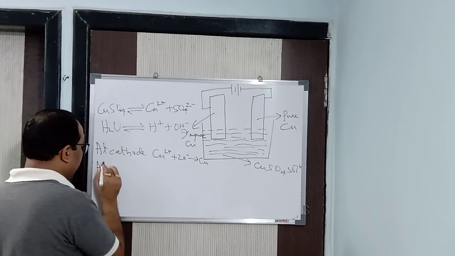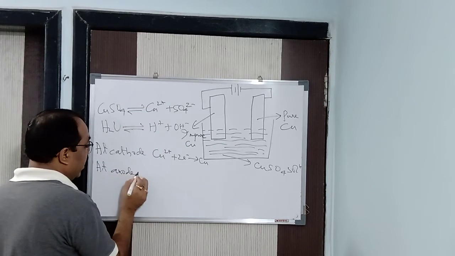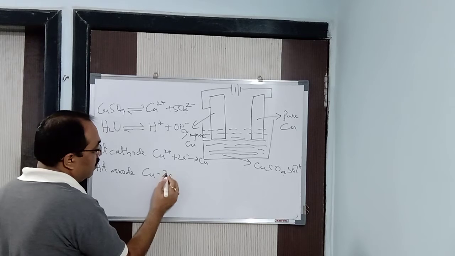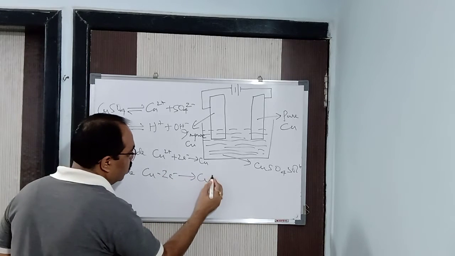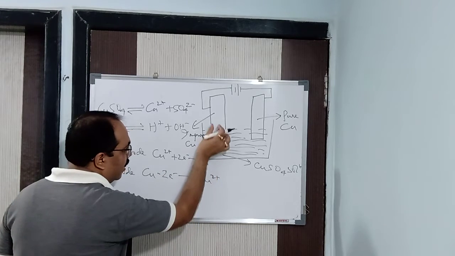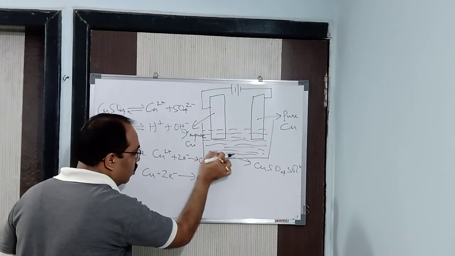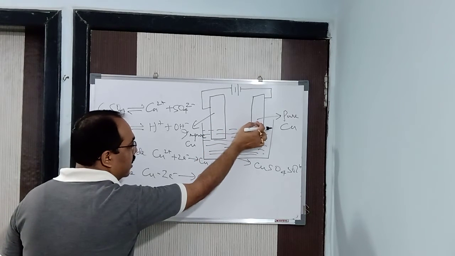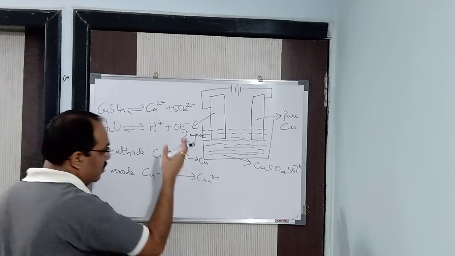Fine. At the anode, as it is again an active electrode, Cu - 2e- gives Cu2+. So the pure copper ions go to the electrolyte, and from the electrolyte they get deposited at the cathode. Just now I said to you.